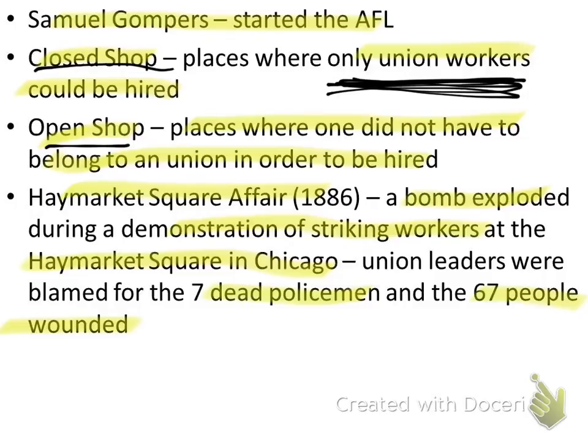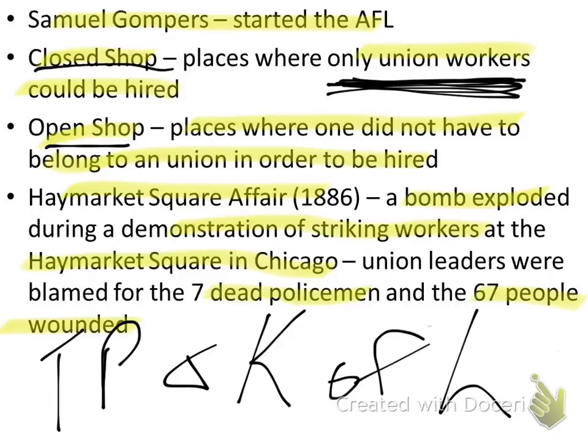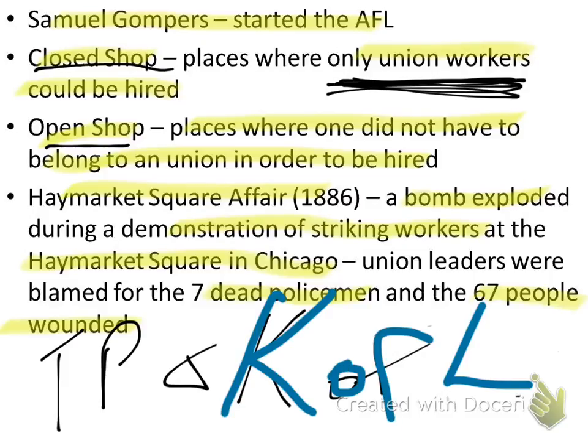The key to this, however, is that it was Terence Powderly and his union that's blamed. It was Terence Powderly and the Knights of Labor. That's supposed to be an L. Let me clean this up a little bit. Okay, let's try this again. Yeah, there we go. That's better. The Knights of Labor, which was Terence Powderly's union, they were blamed for the bomb.